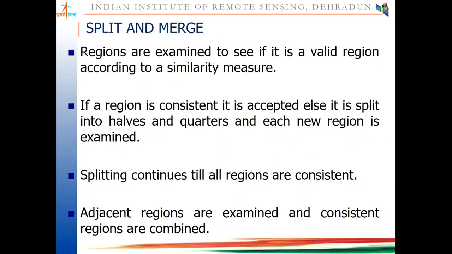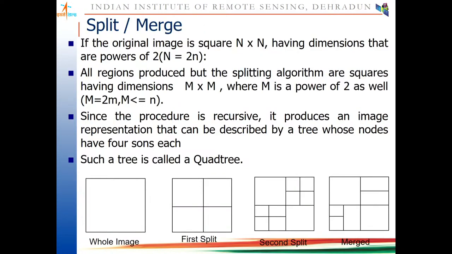So the regions are examined to see if a valid region is achievable according to a similarity measure. If the region is consistent, it is accepted, else it is split into halves or quarters, and each new region is then examined. Then the splitting continues till all regions are consistent, and adjacent regions are examined and consistent regions are combined. So if you see here, the original image is taken as a square n by n having dimensions that are powers of 2.